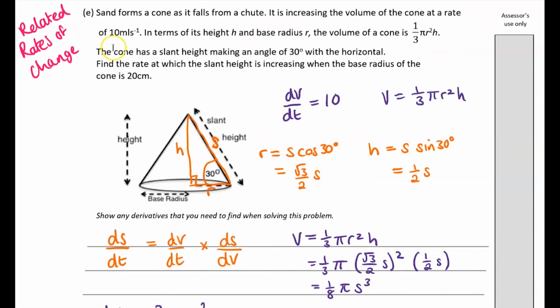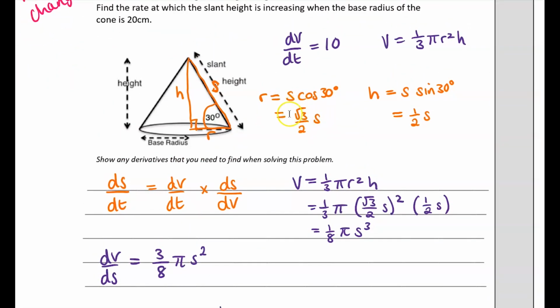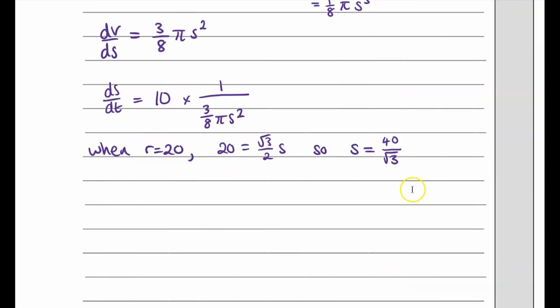Okay, now we need to work it out when r is 20, because that was in the question. We're doing this when the radius is 20. So when r is 20, we want to put that back in terms of s, so we can put it into our formula. So r is equal to √3 over 2 s, so 20 is equal to √3 over 2 s. So then if we do 20 divided by √3 over 2, we'll get s is 40 over √3. Now we can put that into what we were working out. ds by dt will be 10 multiplied by 1 over 3/8 pi of 40 over √3 squared.